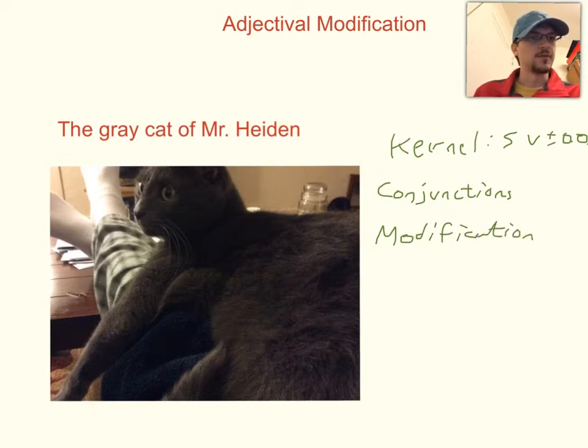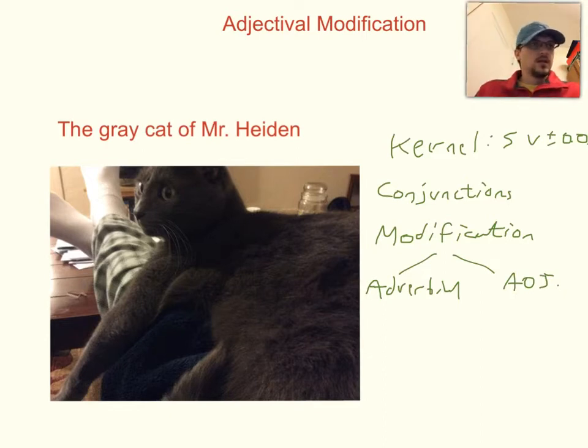And remember that your modifiers are then broken into two parts: your adverbial and your adjectival, which I'm just going to abbreviate ADJ here. Okay, so for adverbial now, we know the ablative case and prepositions, and we're going to be doing adjectives and the genitive case for our adjectival modification.